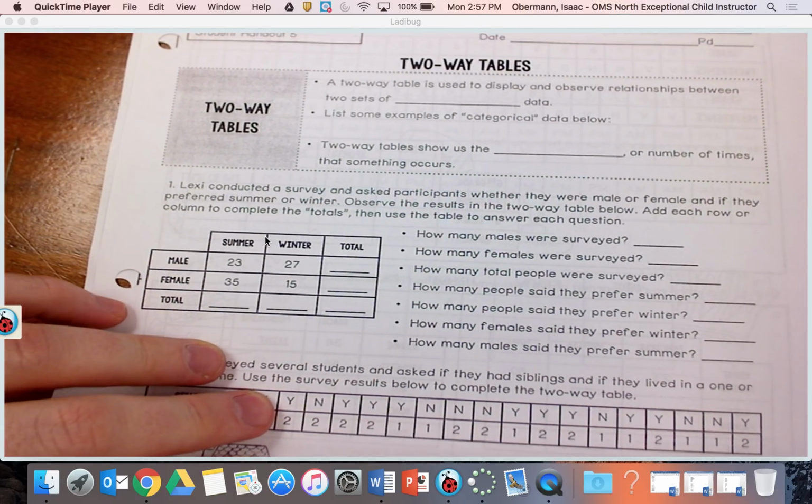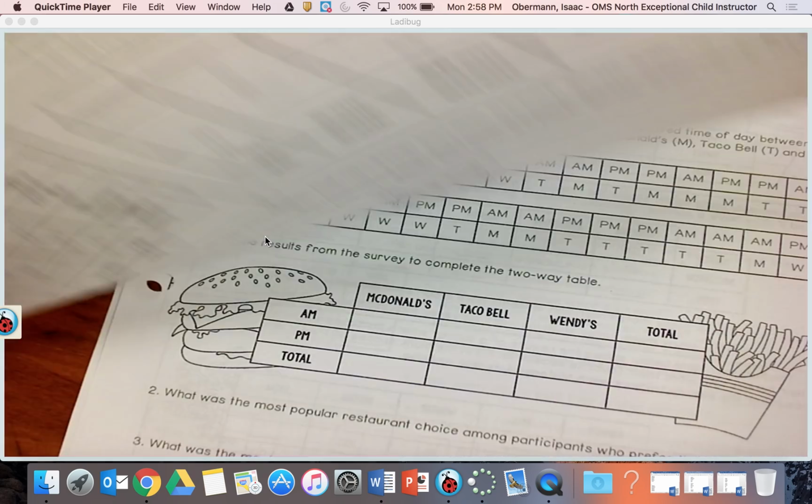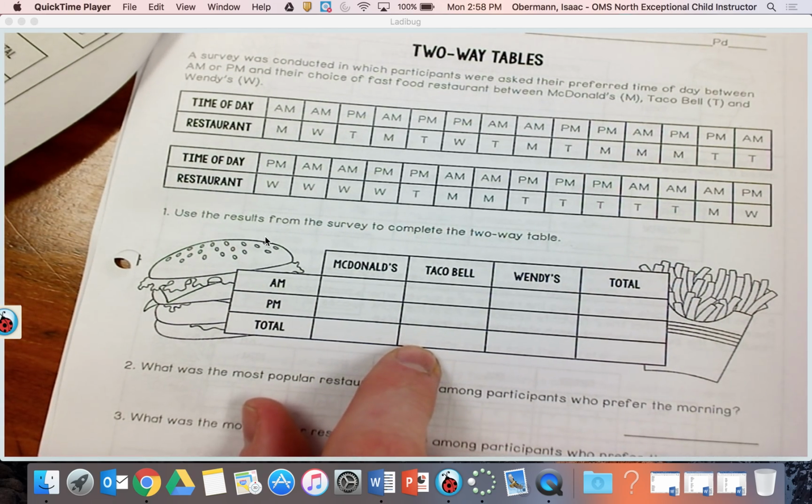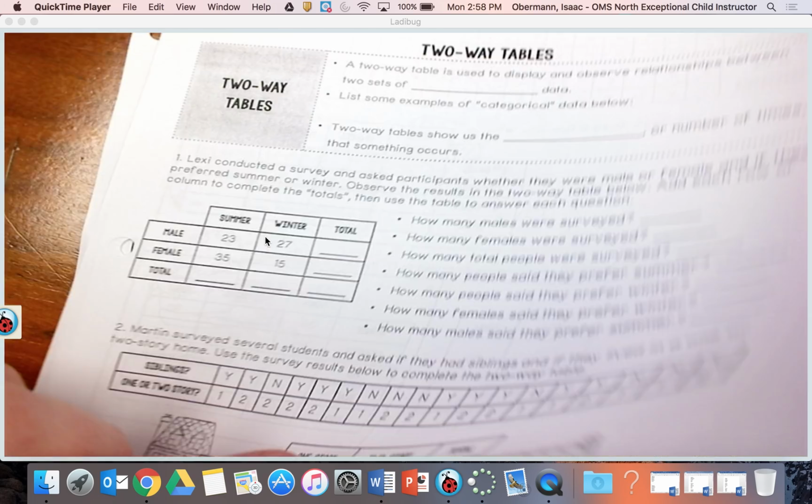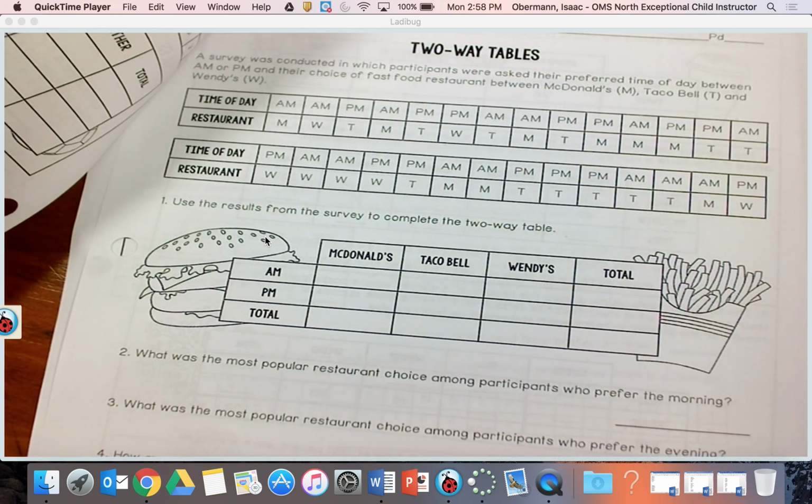So what you have here is two pages. You have one page, the front and the back, that are your notes, and then you have another page which is what you need to work on, using your notes, as your homework to turn in.